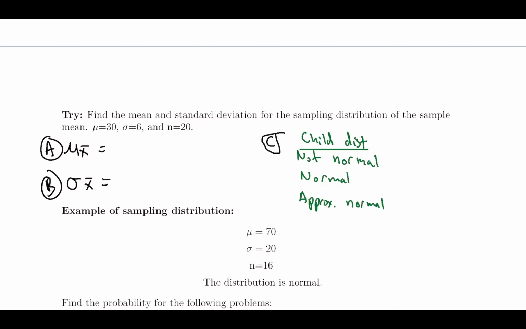B was 1.34. So if you do 6 divided by square root of 20, you get 1.34. All right. So let's go ahead and move on. Correct. A is 30, because if you look at mu is equal to 30, and mu of x bar is equal to mu.